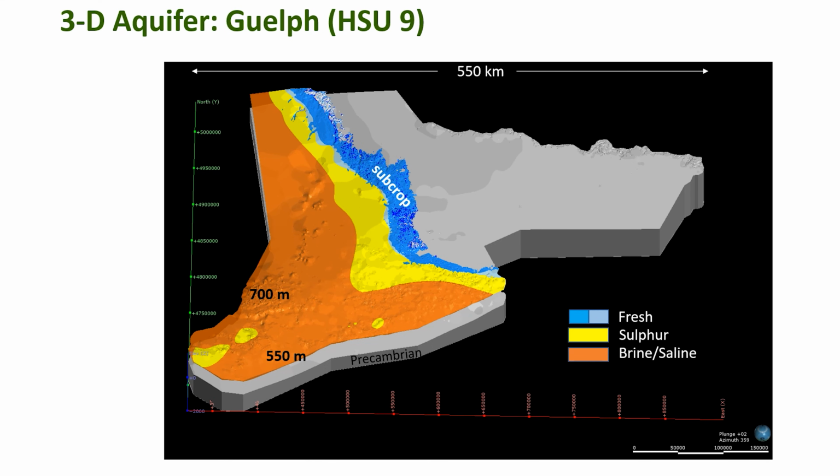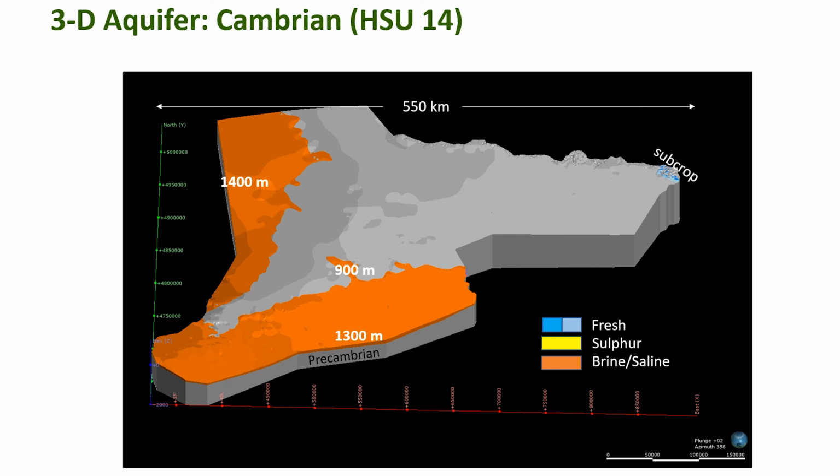This slide is for the Guelph Aquifer, showing the hydrochemical zonation from a depth of approximately 700 meters to subcrop. The deepest of the bedrock aquifers is the Cambrian at 900 to 1,300 or even 1,400 meters below the surface. It is entirely comprised of brine in southern Ontario, with the exception of a small outcrop area in the east, which is geographically and geologically isolated from the main body of Cambrian in southern Ontario.